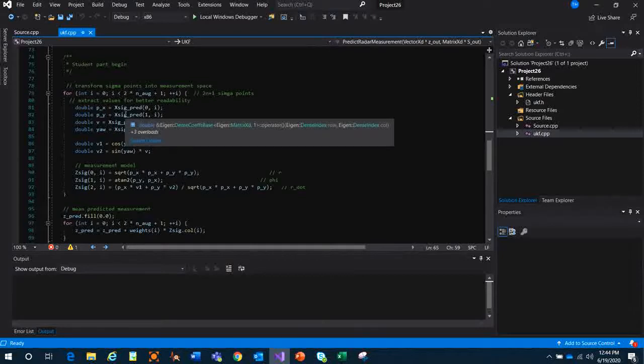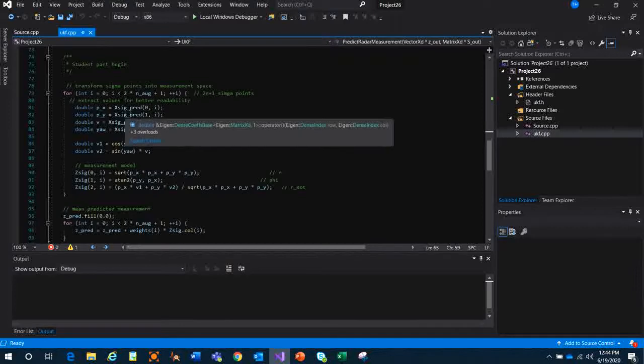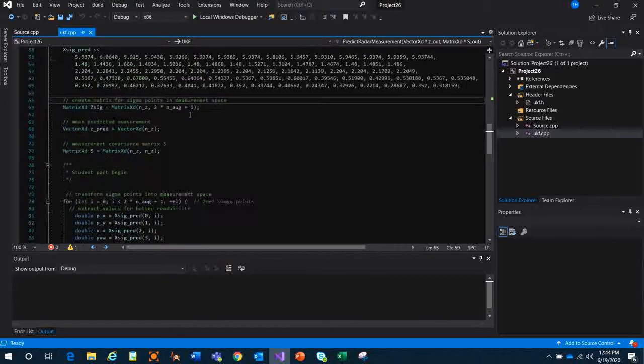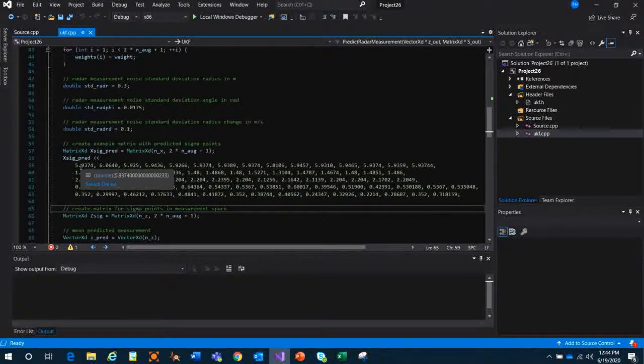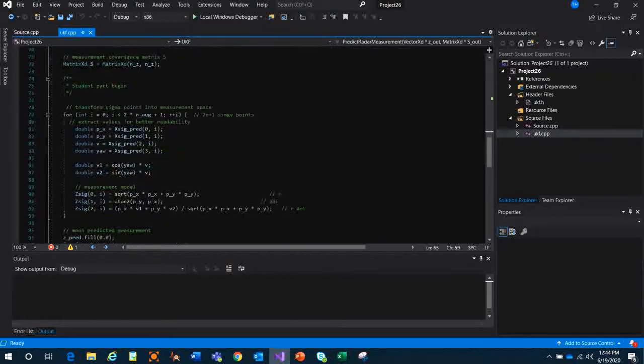And we extract the value from its prediction, a simple point prediction right here. We got the PX, PY, V, psi, and psi dot in this column for its sigma point. You got it? And you have the relationship between the polar coordinate and the Cartesian coordinate system, with V1, V2 and the velocity V right here.